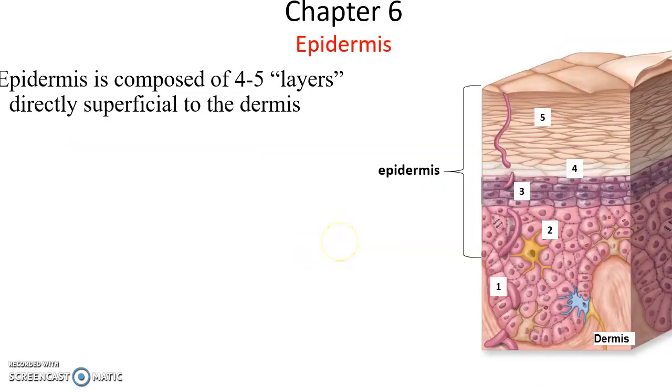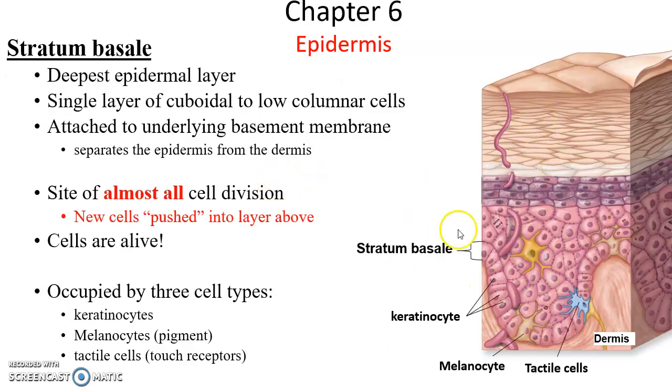Epidermis has 4 to 5 superficial layers that are above the dermis. These layers can be multiple cells thick. The deepest layer is 1 cell thick, so 1 layer of cells. These cells are cuboidal or columnar in shape. They're attached to the basement membrane because, of course, all epithelial tissue has a basement membrane, and the basement membrane then attaches to the underlying connective tissue of the dermis.